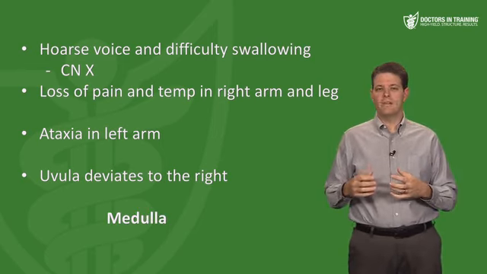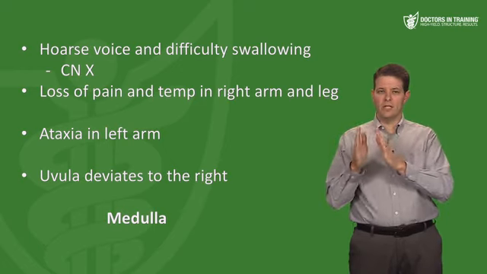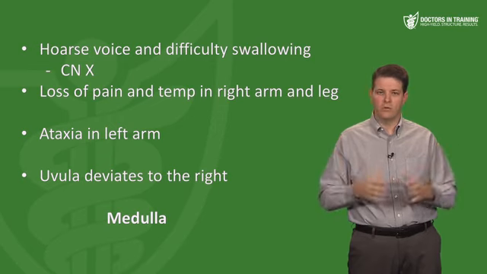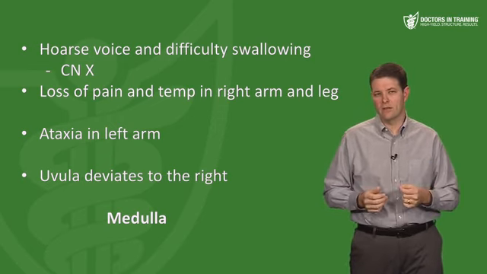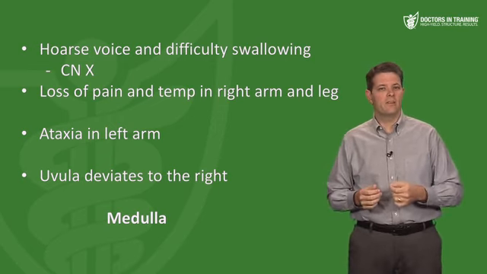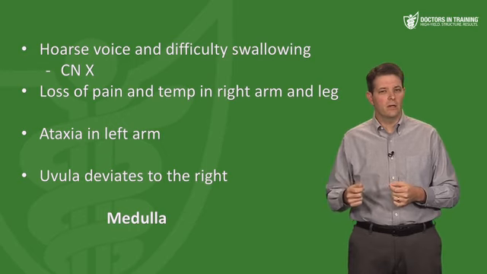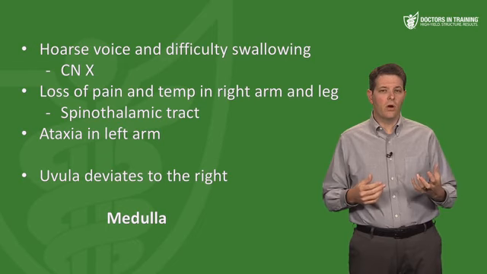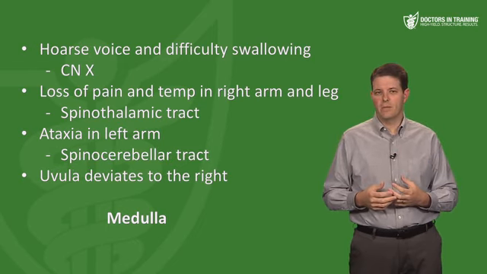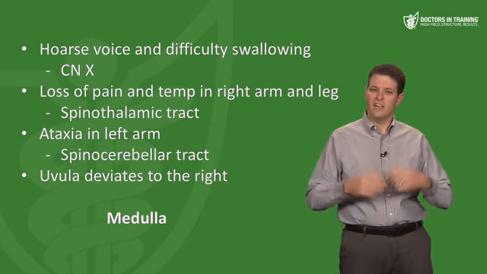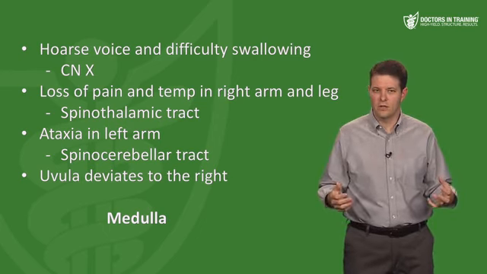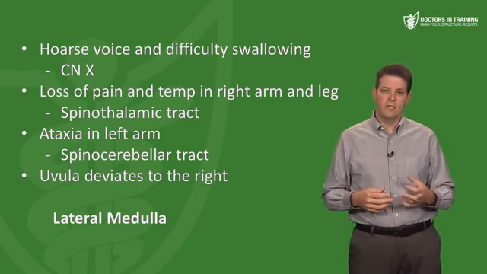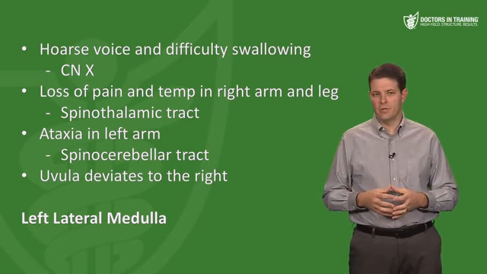Then, once we've localized the lesion vertically, we also need to localize the lesion horizontally. That is, is this a medial medulla stroke or a lateral medulla stroke? That's where our long tracts come in. Loss of pain and temperature sensation in the arm and leg, that's the spinothalamic tract, right? And ataxia in the other arm is the spinocerebellar tract. Well, these are both S structures, or side structures, lateral structures. So that means that this is a stroke in the lateral medulla. And more specifically, this must be in the left lateral medulla.